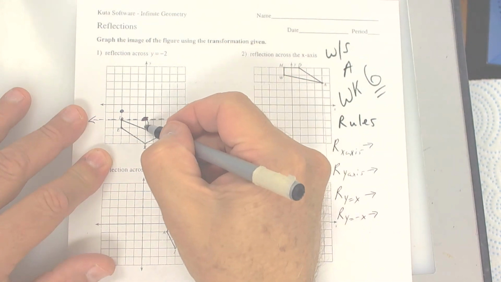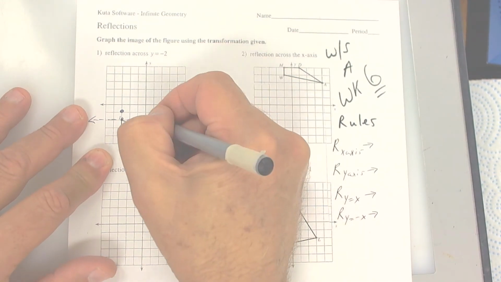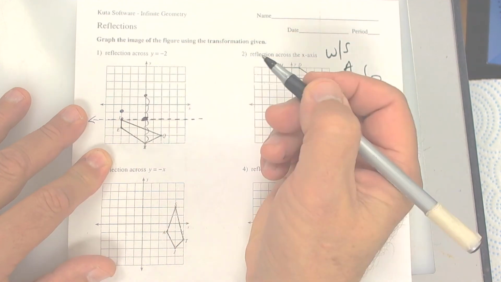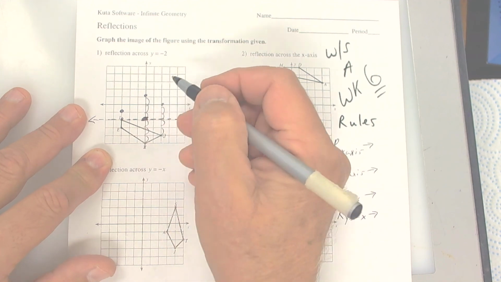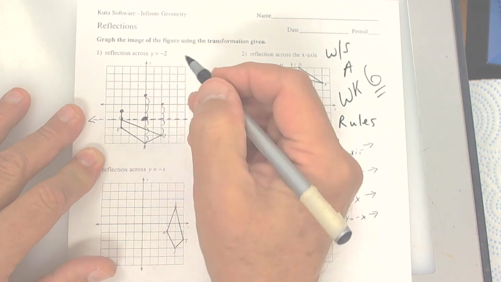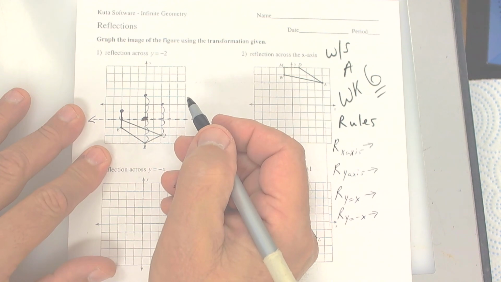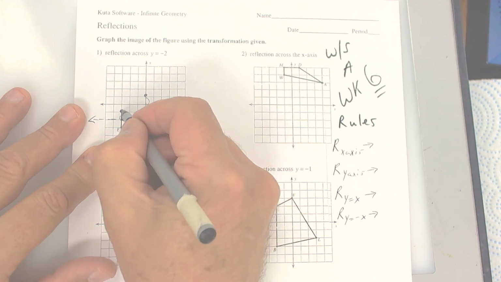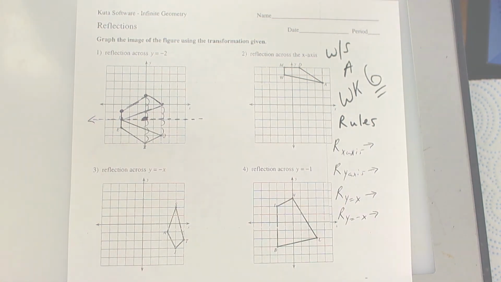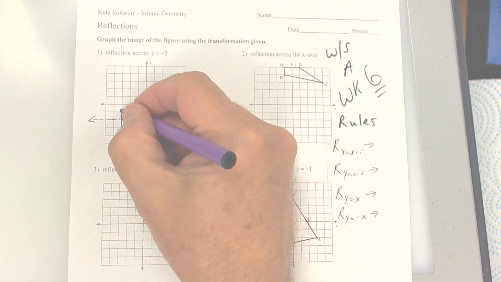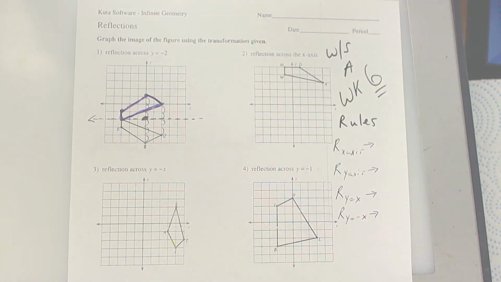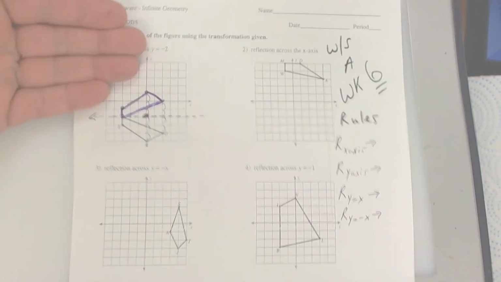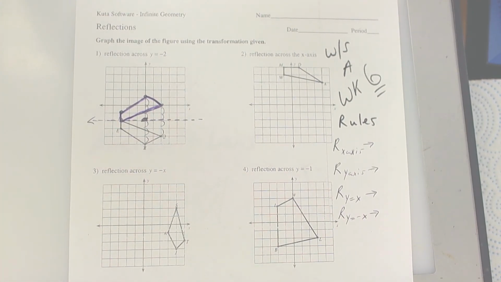This point is 1, 2, 3 below, so you want to go 1, 2, 3 above. This point is 2 below, so you want to go 2 above. So the new one looks like this. Let's see how I'm going to do this here. And there it is. That's the new one. And I'll use purple so you can see it's a flip. It's a reflection over that line, y equals -2.